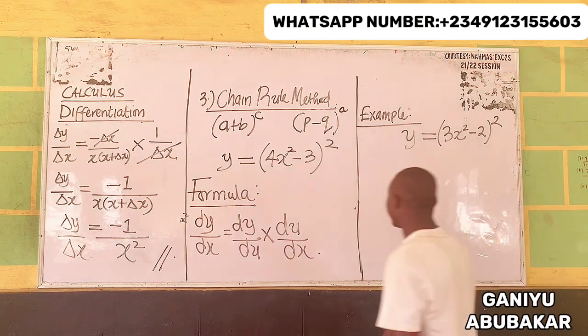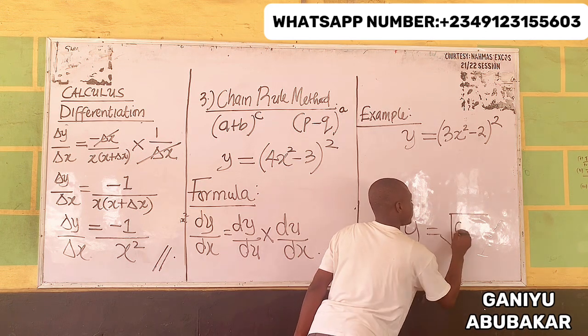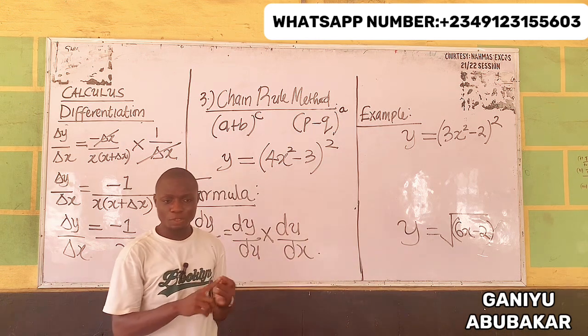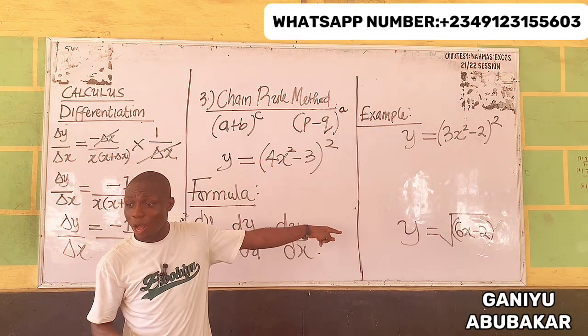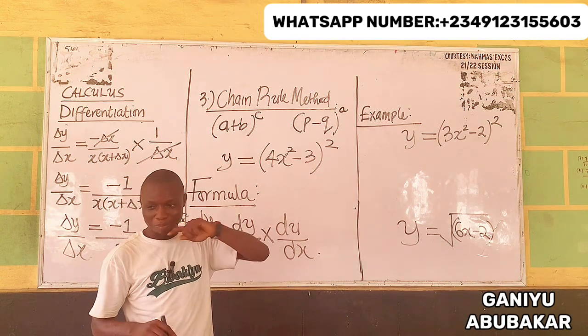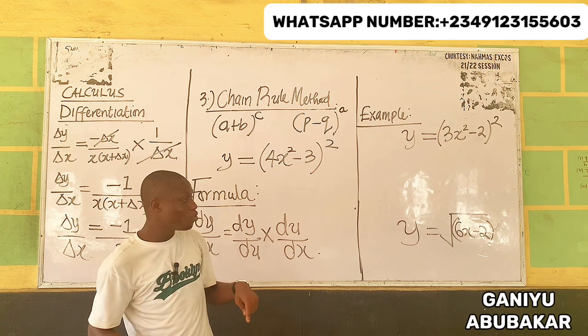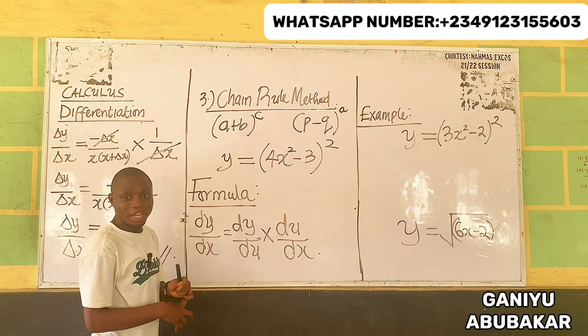Hold on. Let's say in an exam I give you y equal to root 6x minus 2. Is this general method, chain rule or first principle? Chain rule. Why is it chain rule? How is this chain rule? Because of the root.